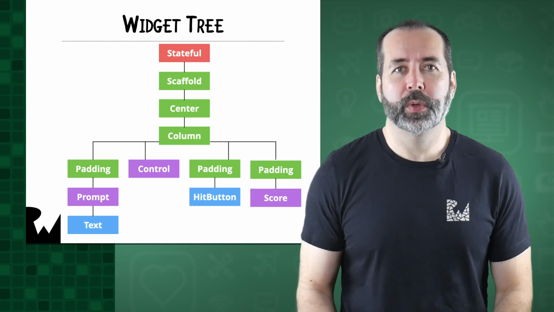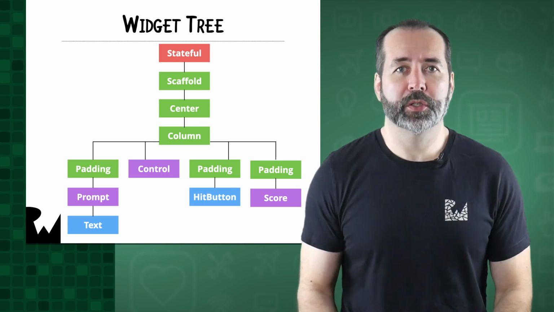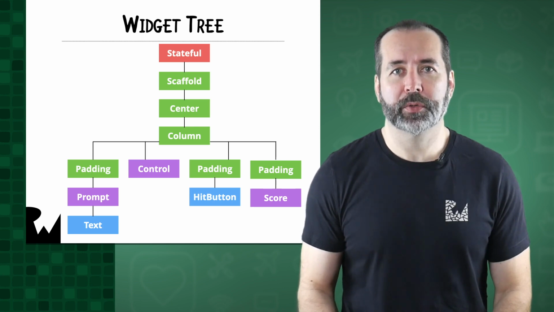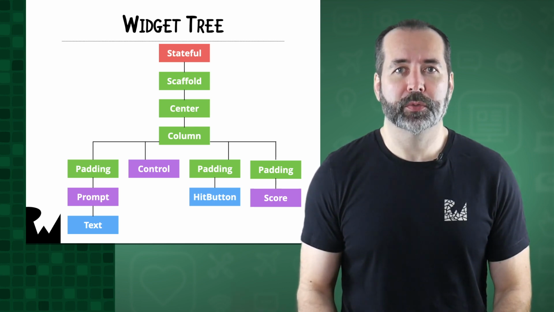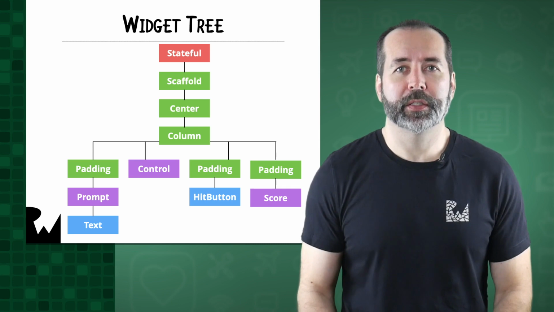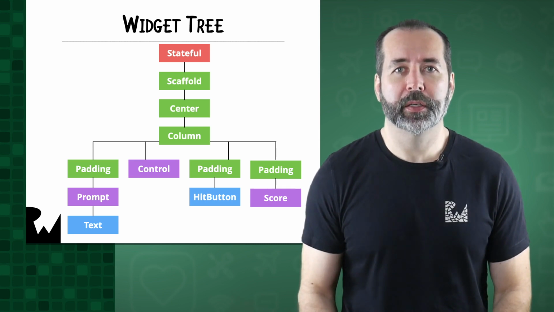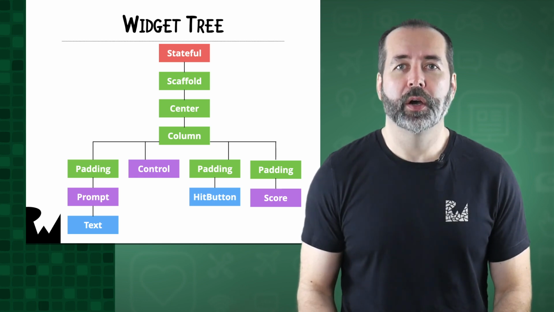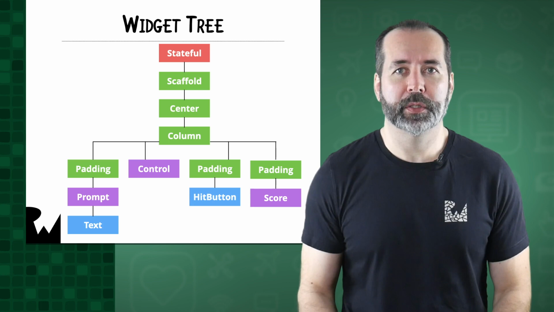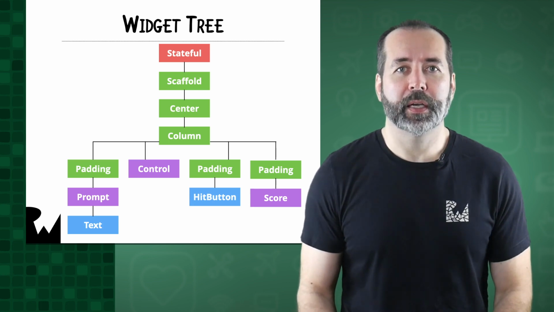Another way to think about the widget nesting is in terms of a widget tree. The nesting of widgets forms a hierarchical tree-like structure that Flutter renders to the screen. Some widgets, like scaffold, center, and padding, are used to lay out widgets. Other widgets, like prompt, control, and score, are custom widgets that contain other widgets. And some, like text and the Hit Me button, are actual screen elements that a user can view and potentially interact with.